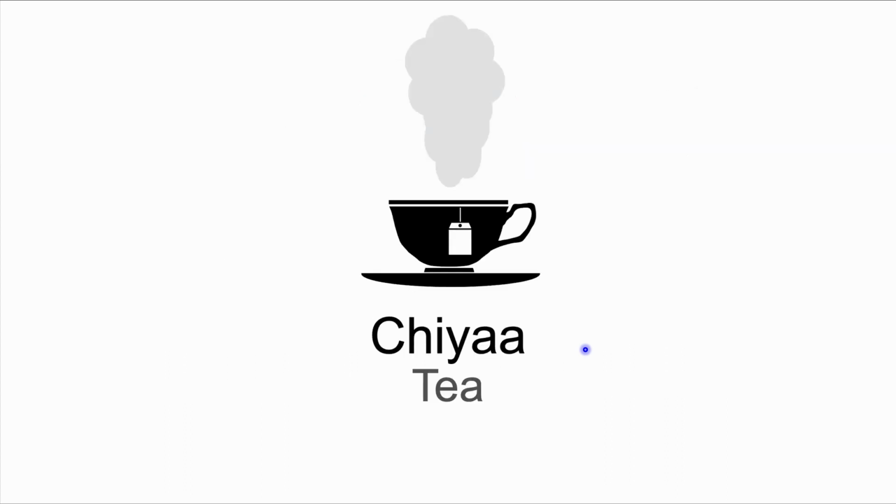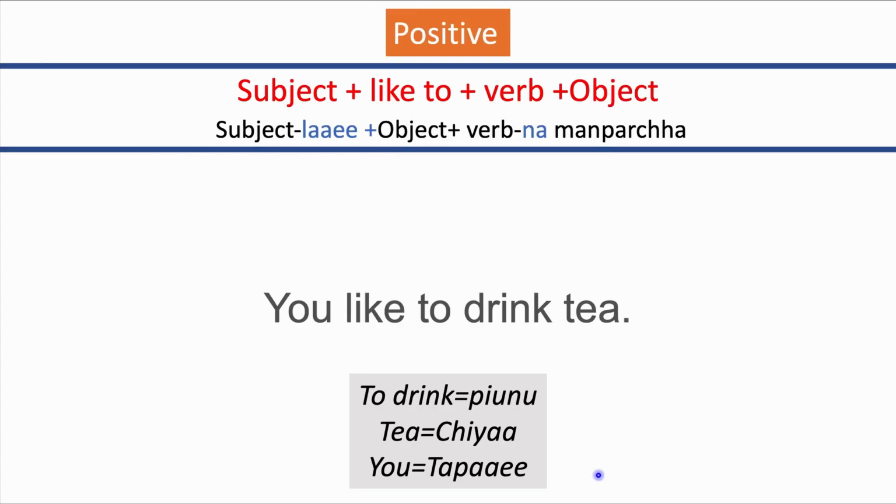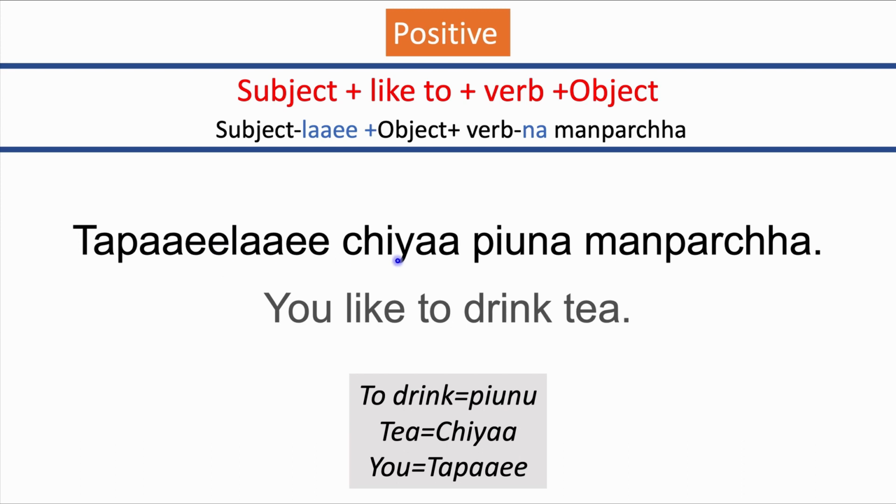Now, let's use another object, tea. Chia. Please try this. You like to drink tea. Okay, and the answer is तपाईलाई चिया पिउन मन पर्छ.